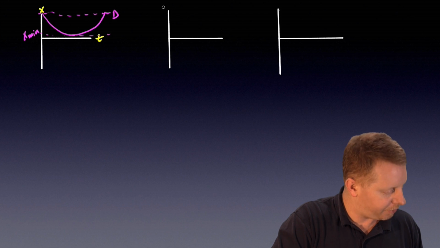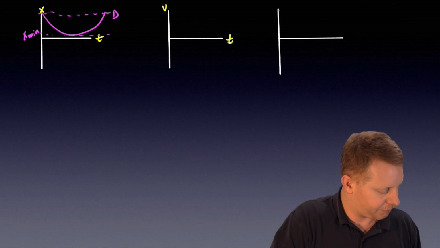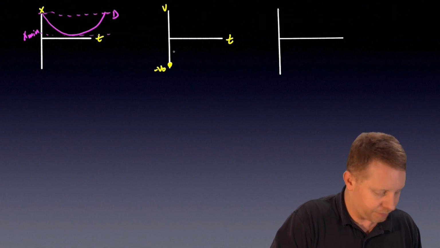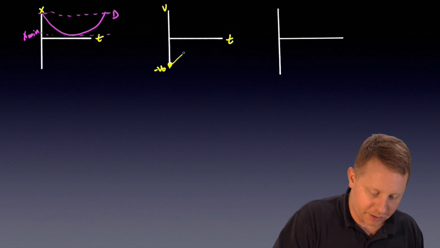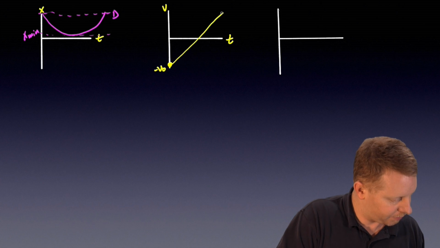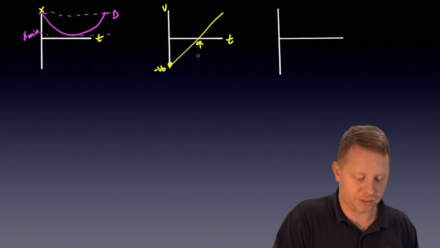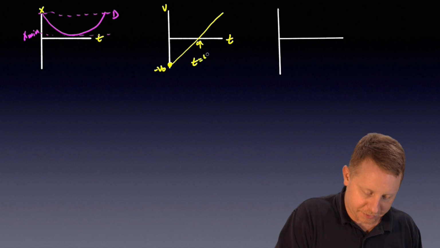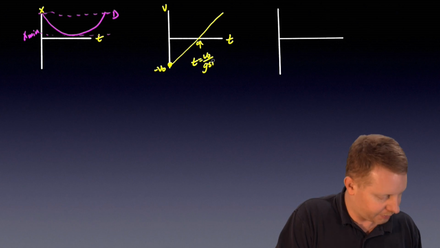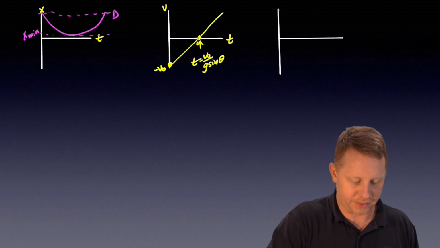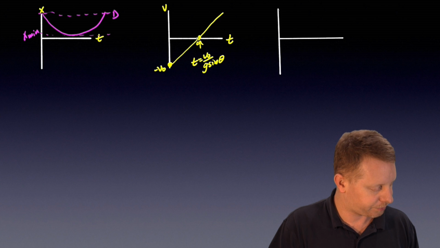Our next graph is velocity versus time. And we're going to start at minus v naught, going to go up linearly because we have a constant acceleration. And if we solve for the time right there, the time when our velocity is 0, t is v naught over g sine theta, just using our kinematic equations. So we could fill in that point too if we wanted to.